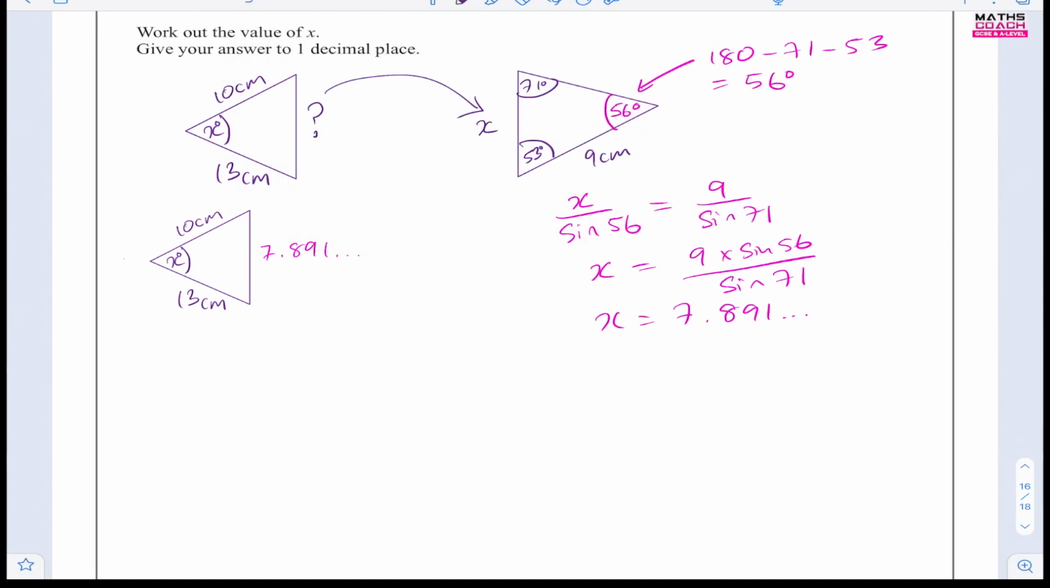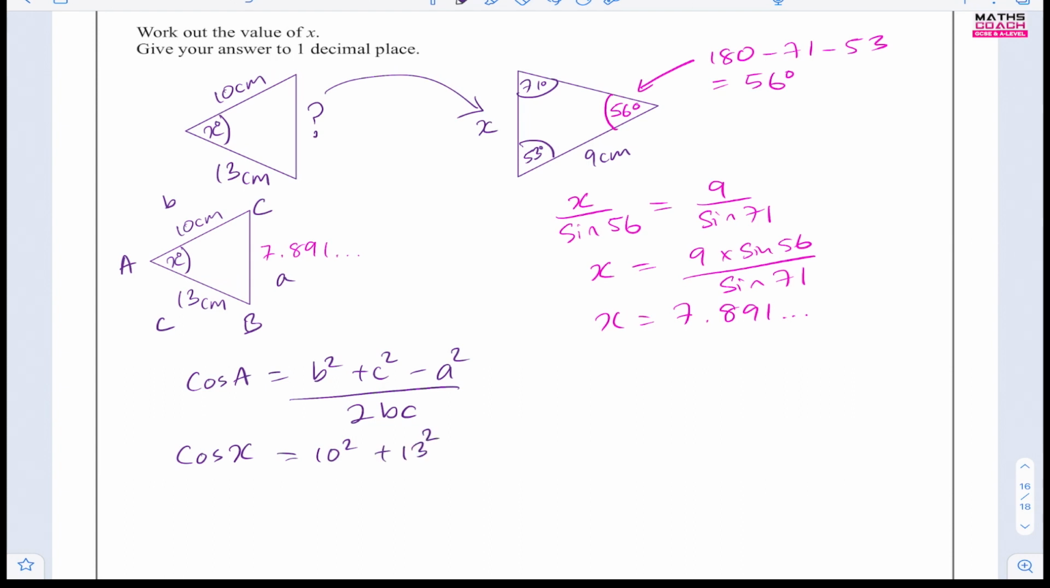Next, let's label this triangle now. We can call this angle A, this side small a, this angle B and this side B, and we can call this angle C and this side C as well. And we can use the cosine rule for angles, which is cos A is equal to B squared plus C squared minus A squared all over 2BC. So cos x is equal to 10 squared plus 13 squared minus 7.891 squared all over 2 times 10 times 13.